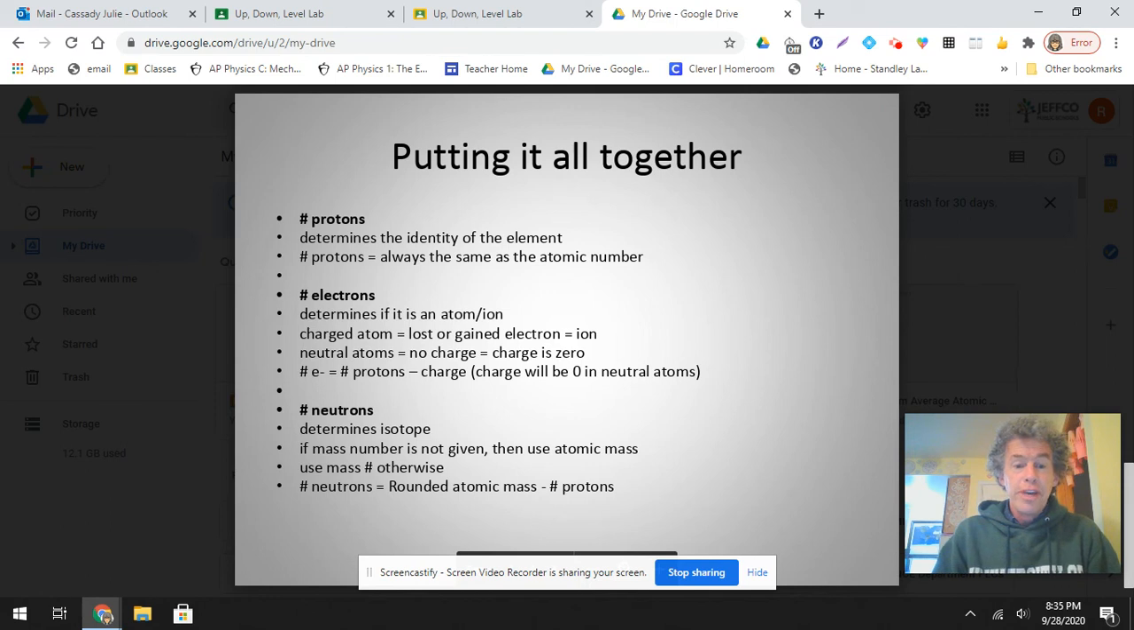Now, when you're doing calculations, if the mass number is not given, then just use the number from the periodic table. However, if the mass for an isotope is given, you would use that mass instead of what's given in the periodic table. When you are using the periodic table, the number of neutrons equals the rounded atomic mass minus the number of protons.